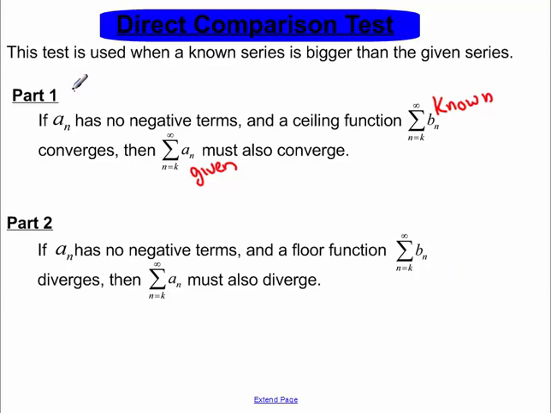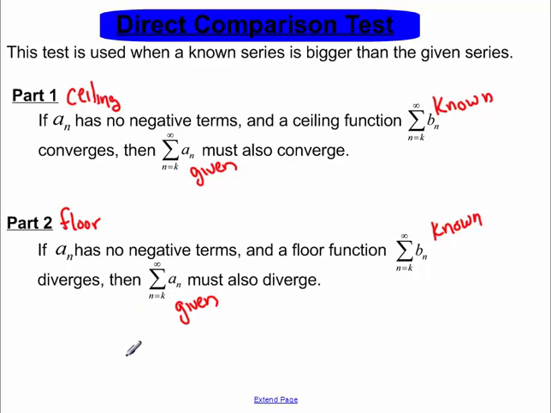Now remember, I'm going to write ceiling on there. Let's see if I can spell ceiling right. Oh, good. It was in my notes, so I was able to spell it right. Now here, again, b of n is our known function. So we're comparing some known function to the function that we were given. And this is considered a floor function. So if the bigger function diverges, then the smaller function must also diverge because it's on the floor, but it's going up to some value.